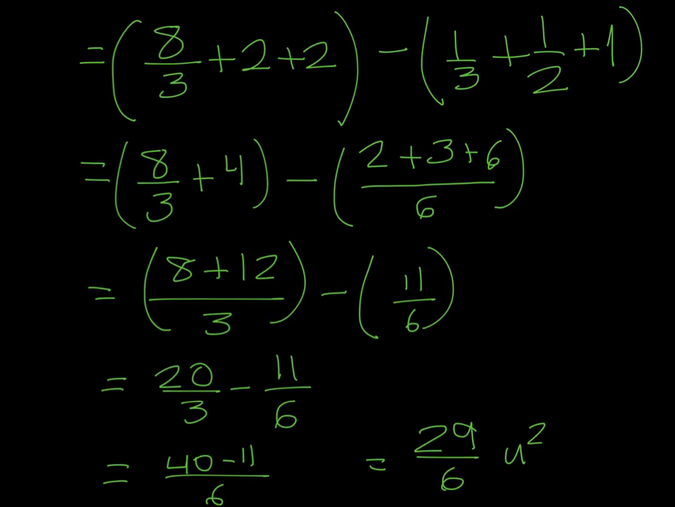And if you do all the substitutions of the upper and lower limit, the final answer will be 29/6 units squared. So this is the final area between the two curves.